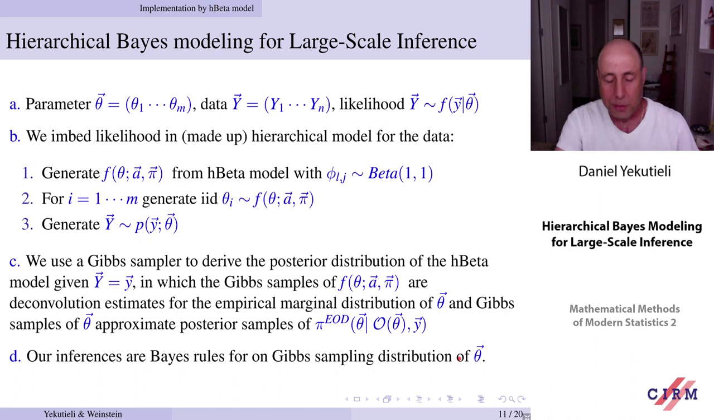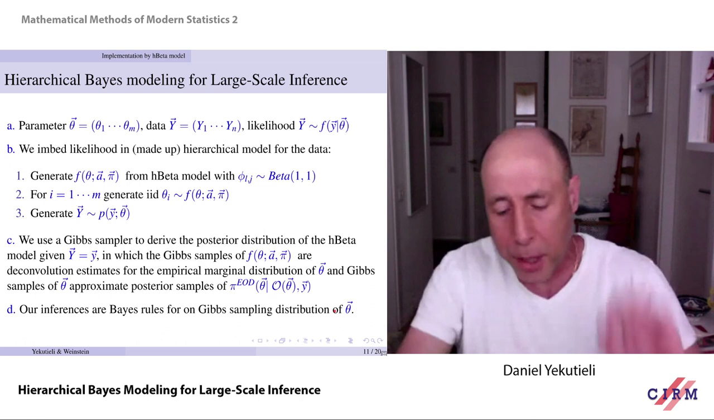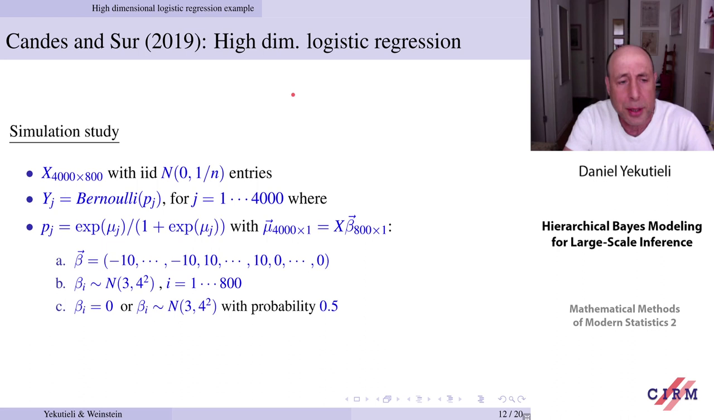I understand that this is not a very clear or detailed explanation. I think it will be good just to see how it's done in practice. So this is our simulation study. This was taken from a paper by Candès and Sur, 2019, maybe 2020 now. The idea is that we sample a random X matrix with IID entries.